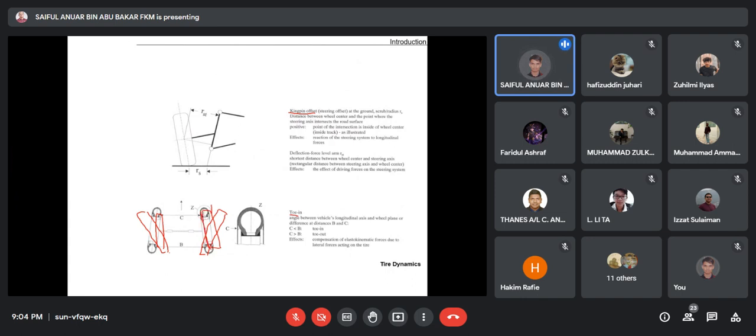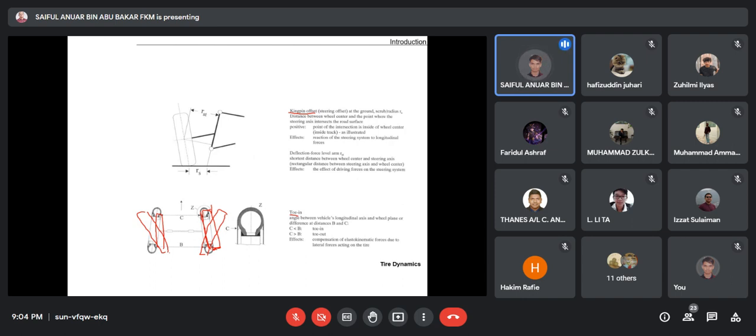By doing this, we minimize the tilting angle, even though we need that tilt angle. It's just that we don't need it to be excessive because it's going to affect the tire wear and tear, whereas too much toe-out is going to shorten the life of the tire.